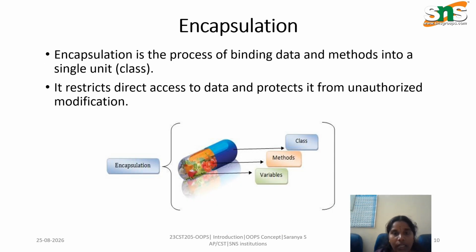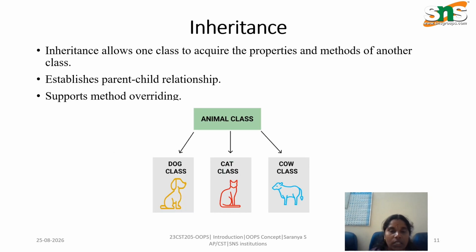And the next one is encapsulation. Encapsulation is binding data, which means combining or wrapping up the data and methods into a single unit. The single unit is nothing but a class, and this is known as encapsulation. It restricts direct access to data and protects it from unauthorized modifications. And the next one is inheritance. Inheritance is a mechanism where one class acquires the properties and methods of another class. It establishes a parent and child relationship, and it supports method overriding.